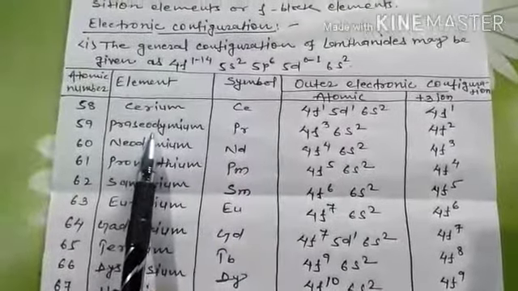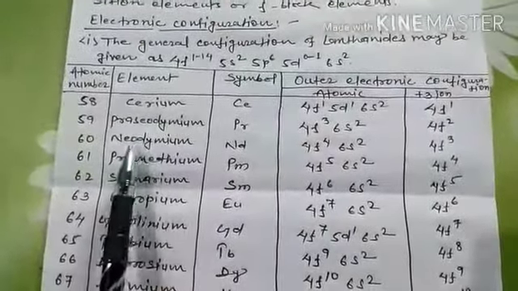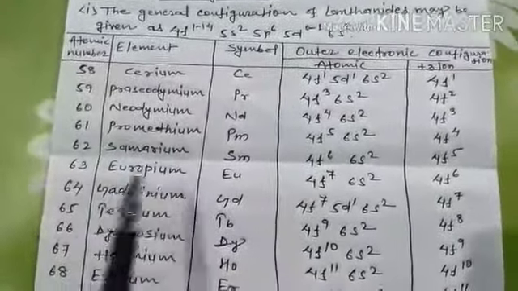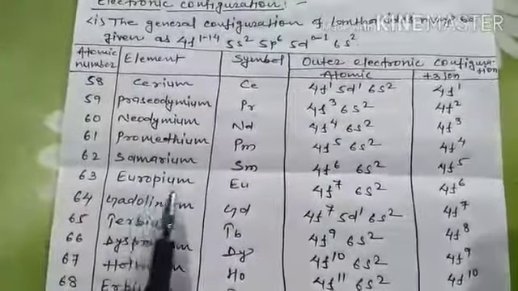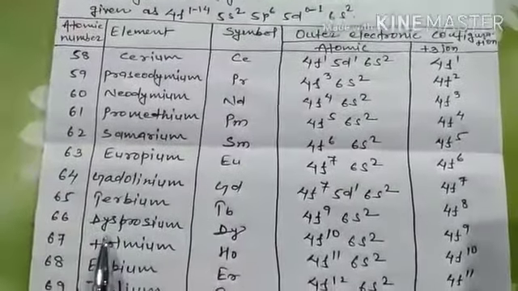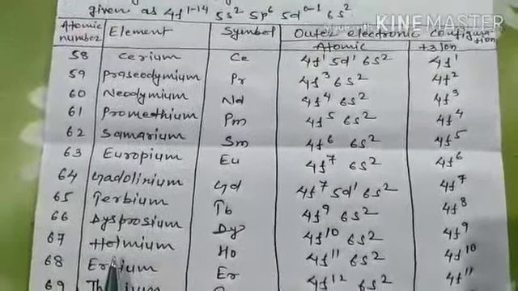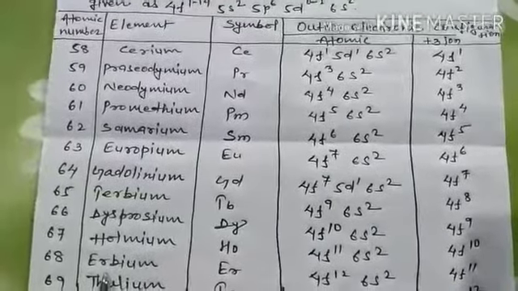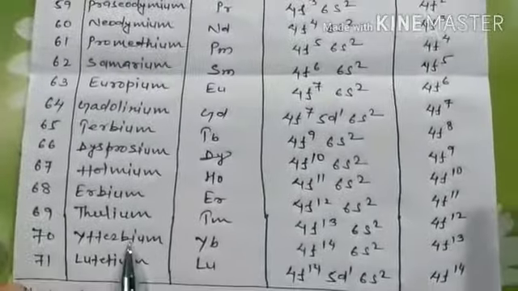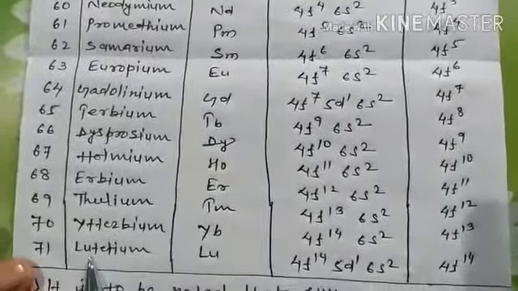praseodymium, neodymium, promethium, samarium, europium, gadolinium, terbium, dysprosium, holmium, erbium, thulium, ytterbium and lutetium.